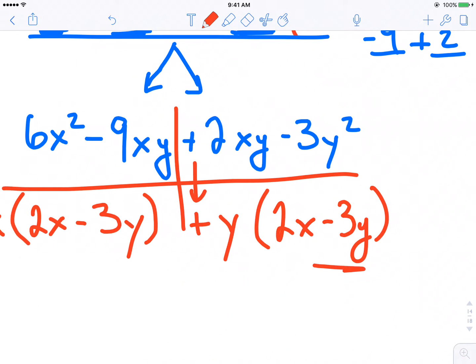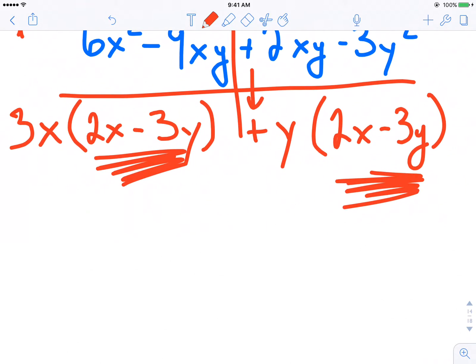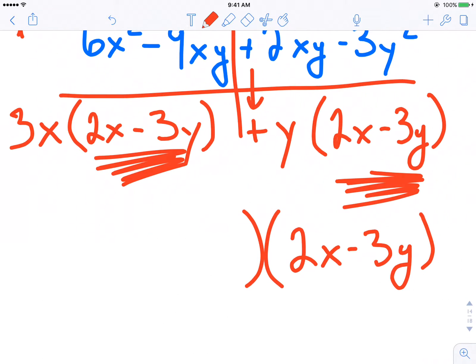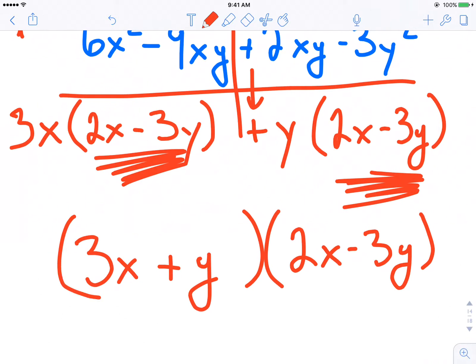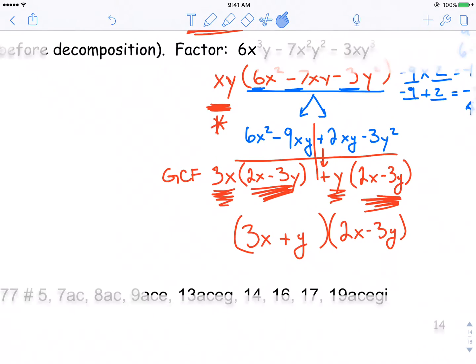And again, at this point, these should be the same. If they're not, you got to back up. Something's wrong. You need to fix something. This becomes one of my factors, 2x minus 3y, and 3x plus y. These two parts here become my other factor. And that would be done.